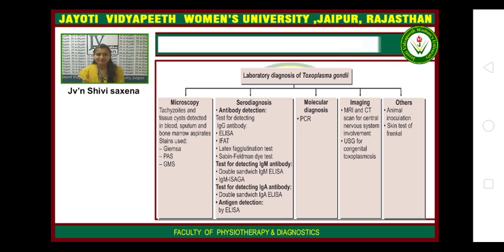Treatment, congenital toxoplasmosis. Neonates with congenital infection are treated with oral pyrimethamine 1 mg per kilogram daily and sulfadiazine 100 mg per kg with folinic acid for 1 year.